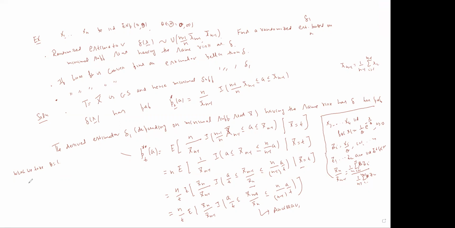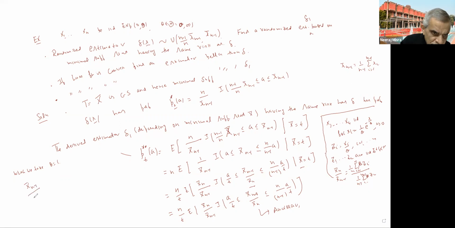So let us look at X bar N minus 1 upon X bar N when theta is 1. This can be written as N upon N minus 1, and then summation i is equal to 1 to N minus 1 Xi divided by summation i is equal to 1 to N Xi. Which is the same as N upon N minus 1 times summation i is equal to 1 to N minus 1 Xi, upon summation i is equal to 1 to N minus 1 Xi plus Xn.